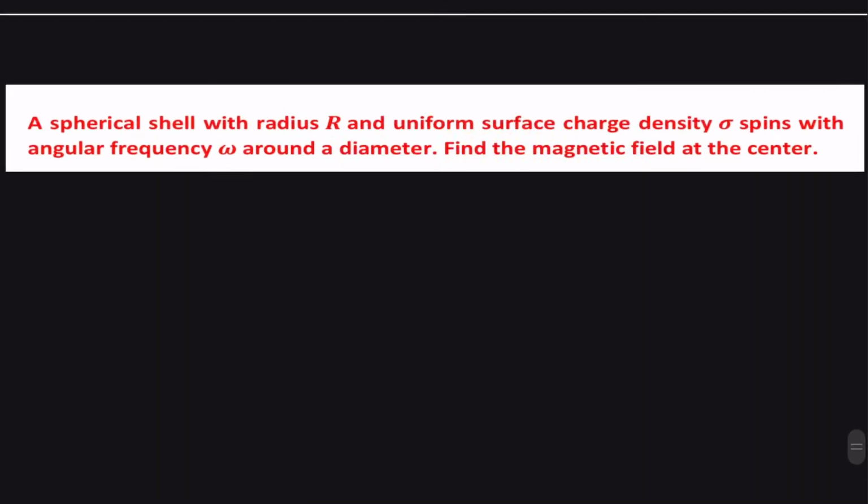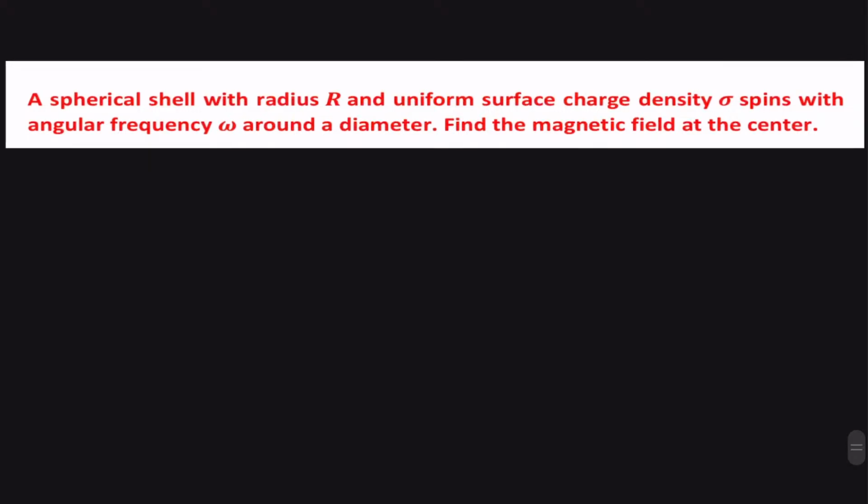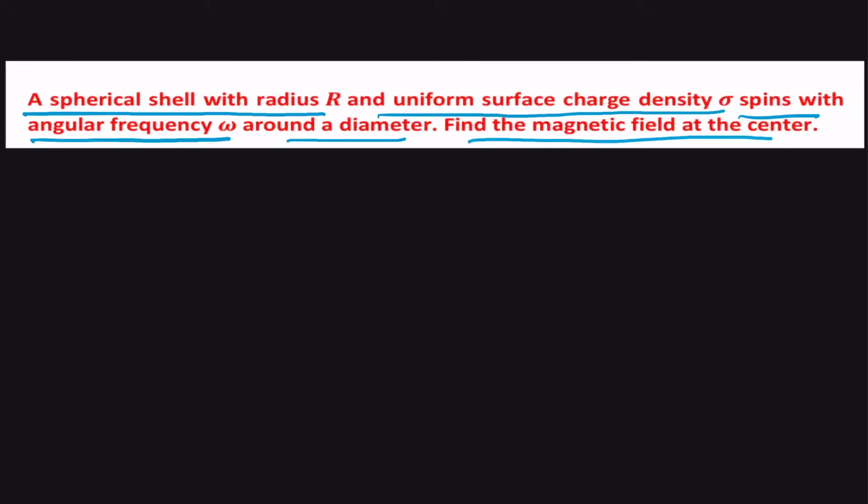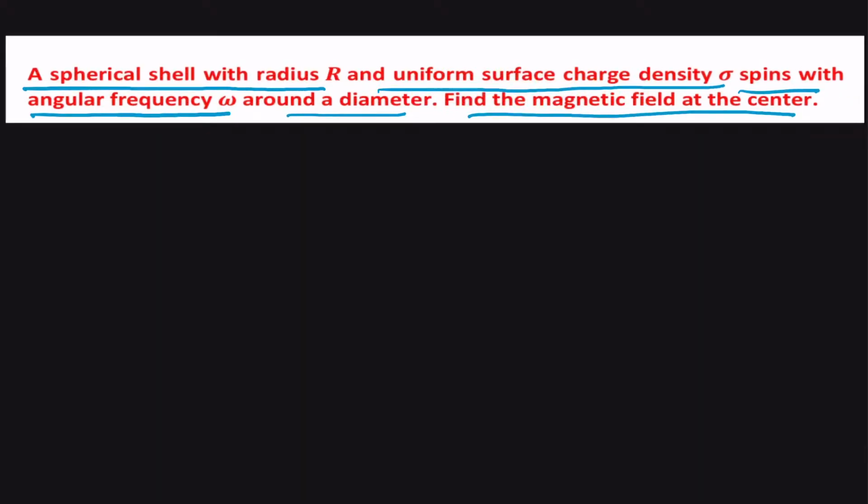Next question. It states that a spherical shell with radius r and uniform surface charge density sigma spins with the angular frequency omega around its diameter. Find the magnetic field at the center. So we have a spherical shell and that is spinning. So we can just draw the approximate figure for that.